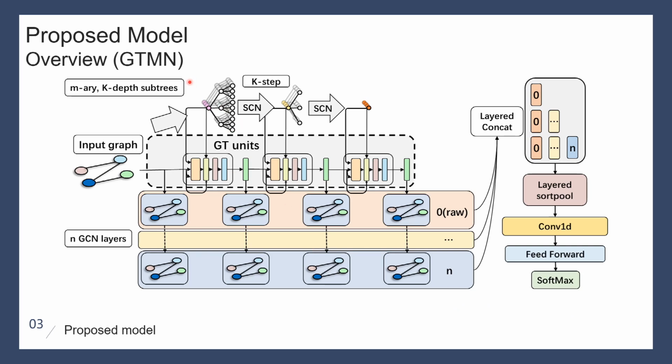Our proposed GTMN has a number of advantages. First, GTMN can get better graph representations with the help of GT units. This alleviates the problem of oversmoothing, because only few convolution operations need to be performed in the GCN step.